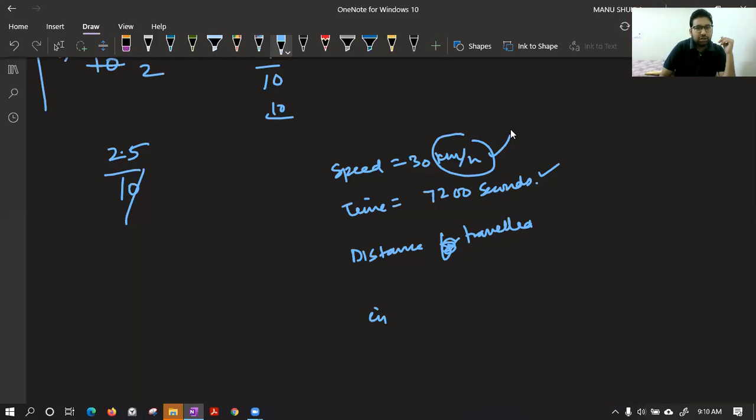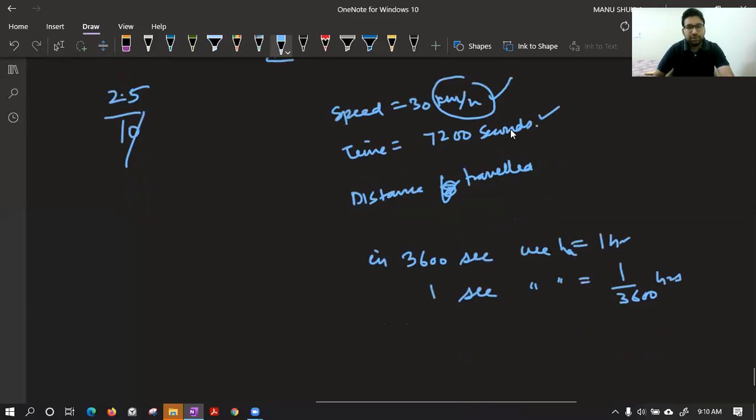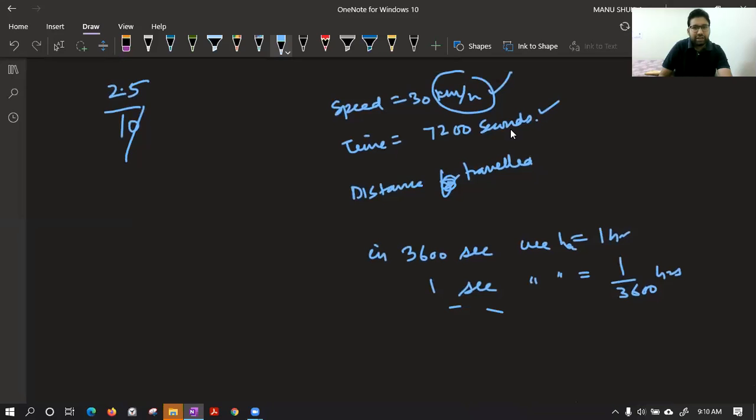Okay, very good. In 3600 seconds, we have 1 hour. So in 1 second, we will have how much? 1 upon 3600 hours. I am using the unitary method. Please see, in 1 second, we have this much hours. So in 7200 seconds, we will have 1 by 3600 into 7200 hours.